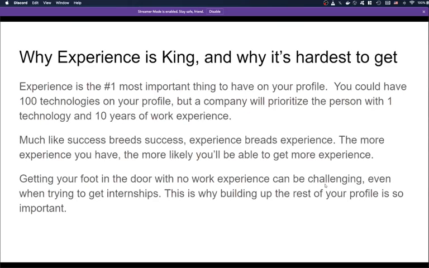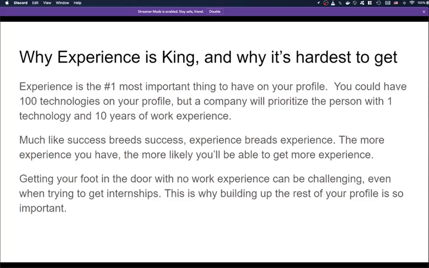So why experience is king and why it's the hardest to get. Experience is by far the number one most important thing to have on your profile. You can have 100 technologies on your profile, but a company will still prioritize the person with 1 technology and 10 years of work experience over you with no work experience. You have to have experience if you want your profile to stand out and seem professional at all.